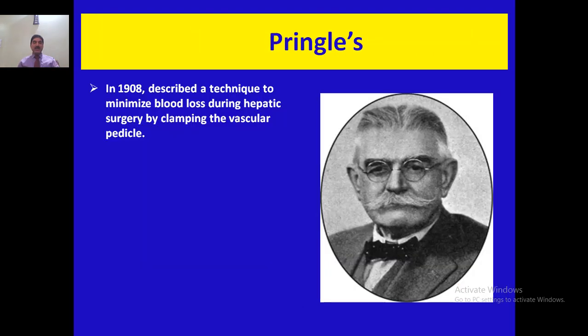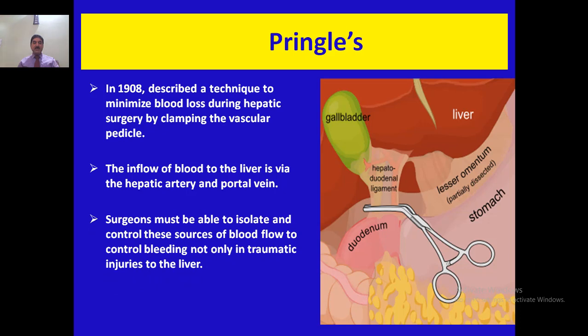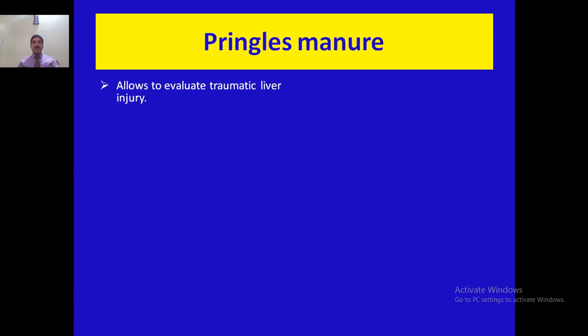Pringle in 1908 described a technique to minimize blood loss during hepatic surgery by clamping the vascular pedicle, which is present in the free margin. The inflow of blood to the liver is via the hepatic artery and portal vein. Surgeons must be able to isolate and control these sources of blood flow to control bleeding, not only in traumatic injuries to the liver but also in elective hepatic surgeries.